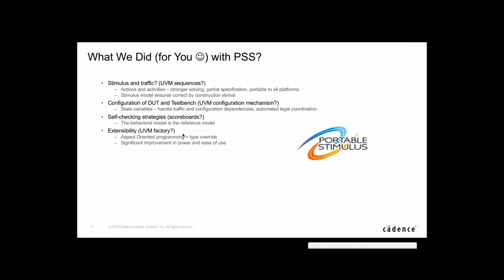How about extensibility? That's the one that has a little bit of the blame or credit for the UVM factory. We added natively into PSS aspect-oriented programming. And we have type override. So significant improvement in power, easier to use. Oh, we don't need that anymore as well. How about components for structure of the test bench? Well, like UVM components, we have native PSS components. They're part of the language now. No, we don't need those as well.